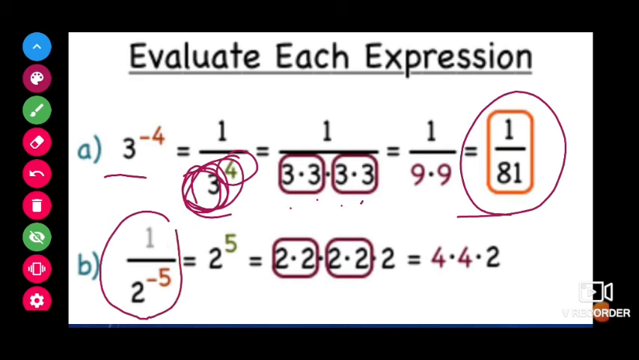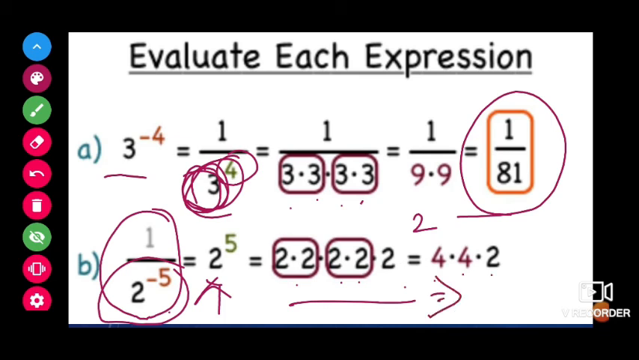Here 1 by 2 to the power minus 5 is there. So first we have to make it positive. To make it positive, bring it into the numerator, that is 2 to the power plus 5. 2 to the power plus 5 means 2 should be multiplied 5 times. 2 into 2 into 2 into 2 into 2. That is 4 into 4 into 2. 4 4s are 16, 16 2s are 32. That is the answer. That's it.